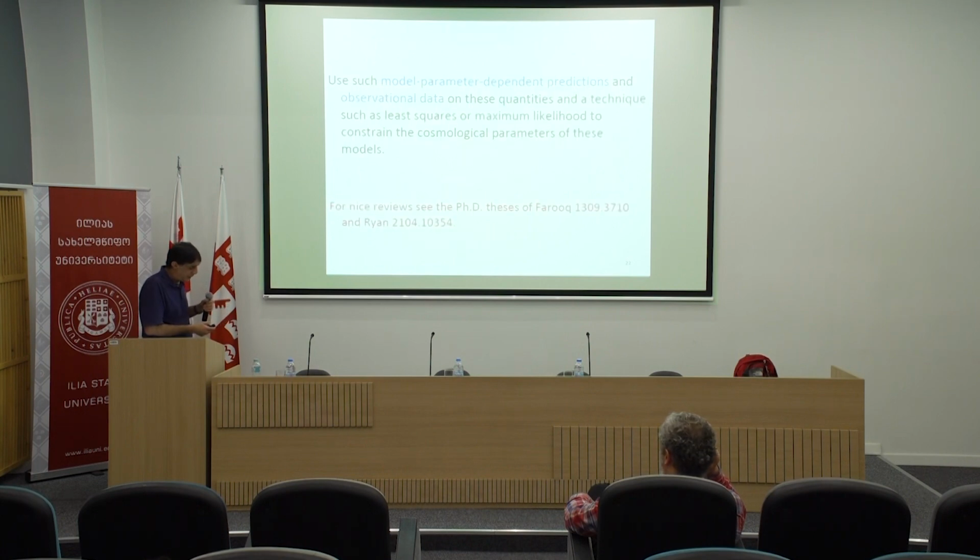And then with those predictions, you can do least squares or maximum likelihood. You make your chi-squared function, and you minimize it or maximize it, whatever you're trying to do. And that'll find you the best fit cosmological parameters, and it'll find you the ranges of these parameters. And if you're interested in how to go about this, these theses of my grad students are on arXiv. They kind of have nice summaries.